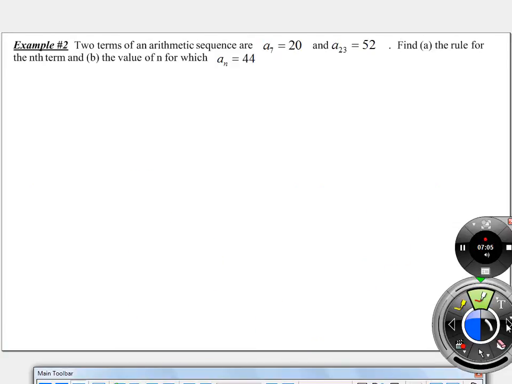So then it tells us two terms of an arithmetic sequence are a7 equals 20, a23 equals 52. Find the rule for the nth term and the value of n for which a sub n equals 44. So a lot is going on here. Reading those directions as a student, what's your first goal? To obtain what? Information. What do you want to do with the information they gave you?